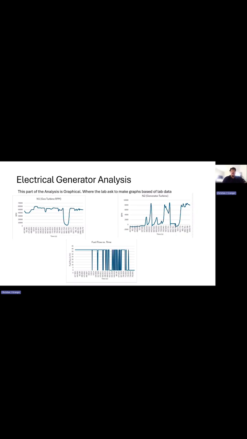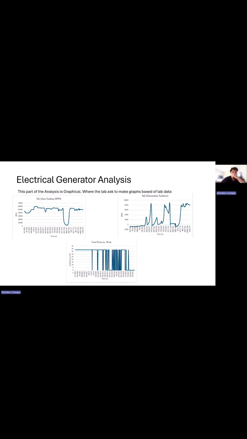Okay, so for the electrical generator analysis, this part of the analysis is purely graphical, where the manual asks you to make graphs based off of lab data. The first is just the N1 speed. That's going to be your actual gas turbine RPM, and that's speed versus time. And then your N2, which is the generator turbine, that's your speed in RPM versus time. So you see these here.